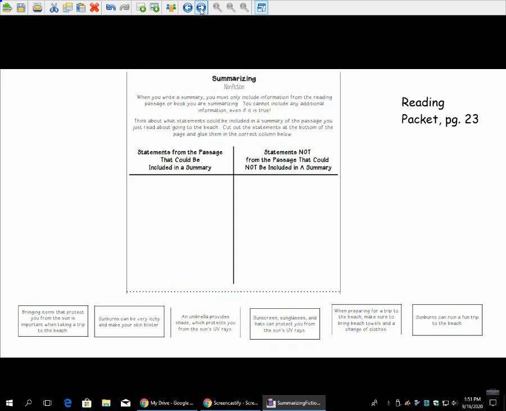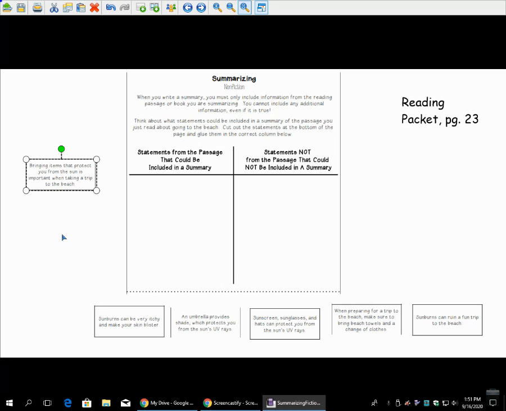All righty. Now remember, our focus today on summarizing is that we need to include information that's only in the passage. We do not need to include additional information. And here's what's important. Even if it's true and we know it's true, if it wasn't in the passage, do not include it. Now, let's look at the first one here.